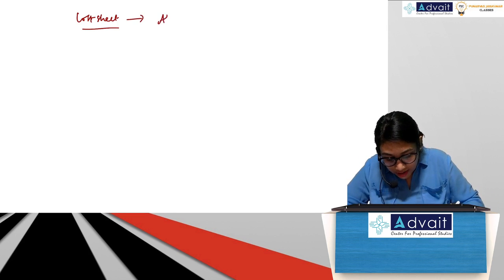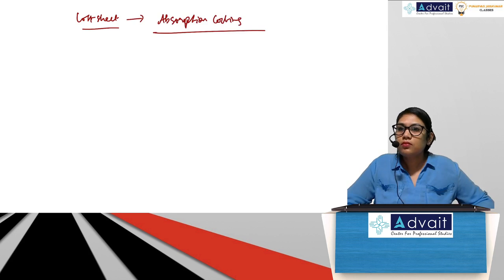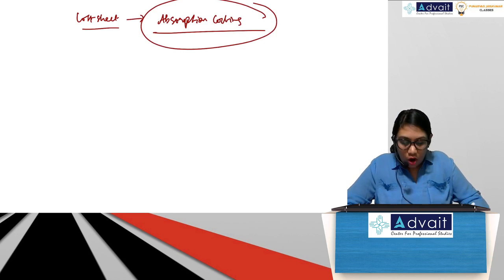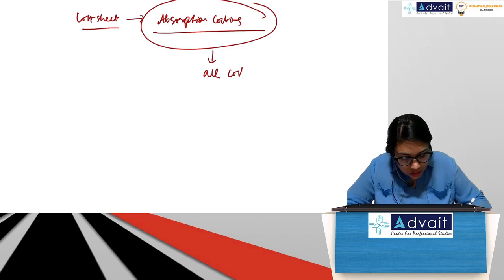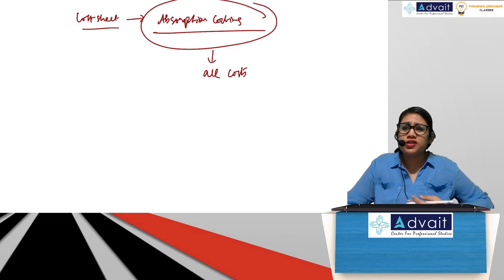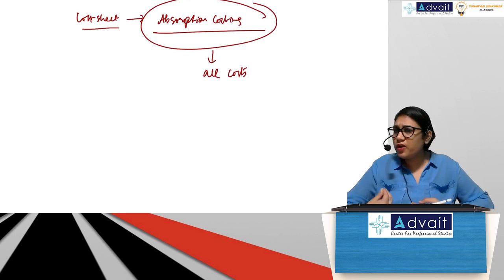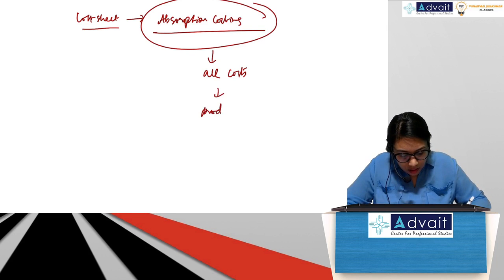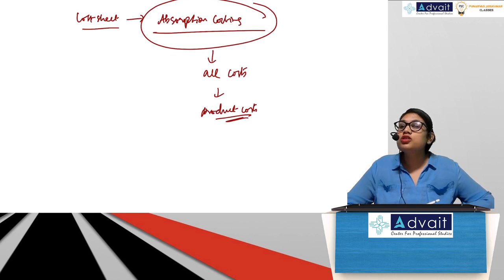Now the cost sheet that we did was as per absorption costing. The principles of absorption costing state that all costs, it doesn't matter if they're fixed, it doesn't matter if they're variable, all costs are product costs. All costs are product costs.